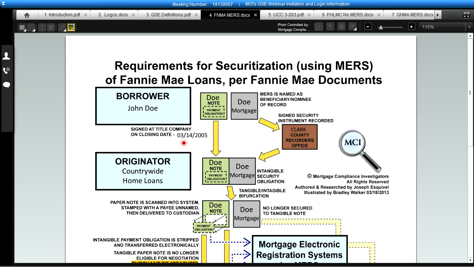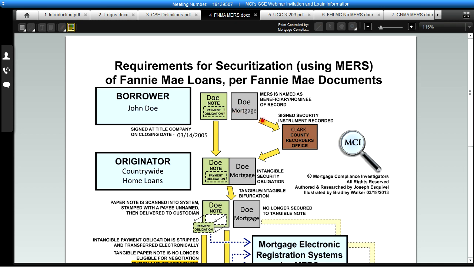Now, within these documents, there is a tangible promissory note, which is the Doe note, and there is a security instrument that we're going to call the Doe mortgage. Within this Doe mortgage, MERS is named on the mortgage. In this case, it would be named as a mortgagee. Also, within the tangible promissory note, there is a payment obligation. Okay, so after closing, the Doe mortgage gets sent to the county recorder's office.